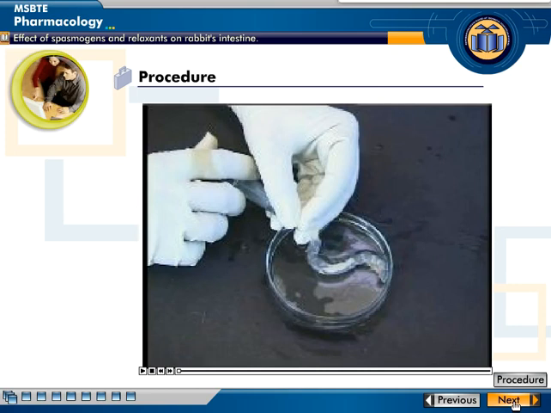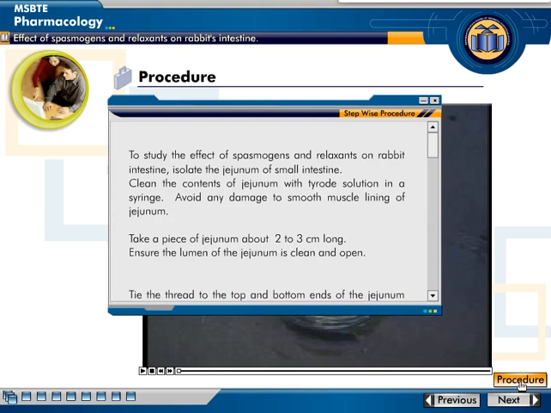Now we will discuss the procedure of today's practical. So look at the procedure. First, clean the content of jejunum with Tyrode solution in a syringe and avoid any damage to smooth muscle lining of jejunum. Then next, take a 2 to 3 centimeter long piece of jejunum and ensure the lumen of jejunum is clean and open.